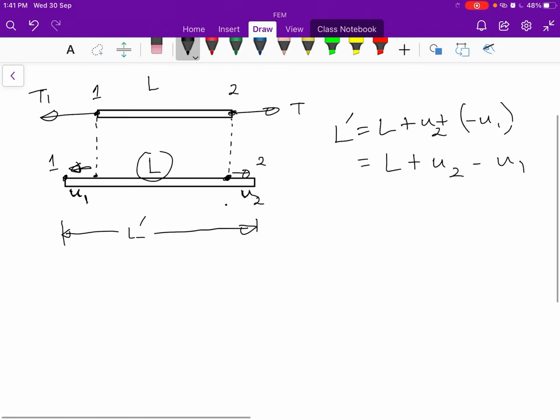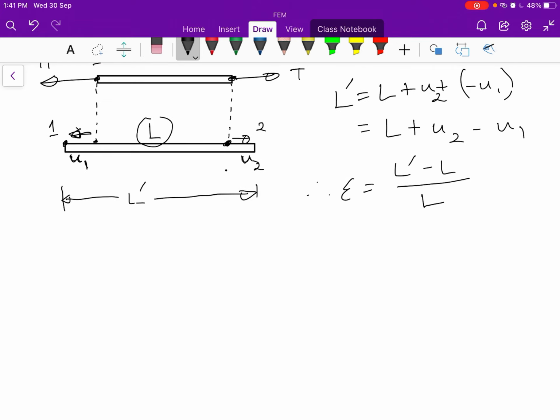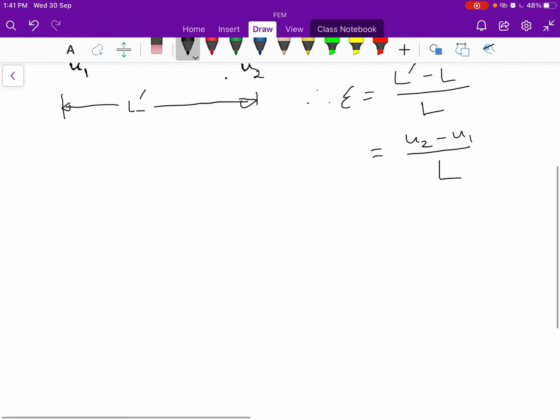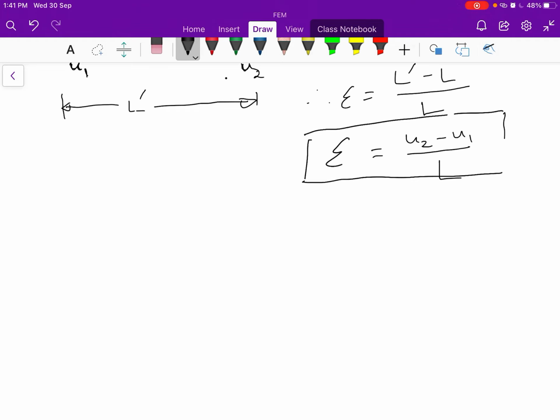Therefore the total strain for this bar element is the change in length divided by original length. Now substitute the values of L dash and L, and we would get epsilon to be u2 minus u1 divided by L. Next, remember, this would be one very important expression that we shall be using in a few minutes time.